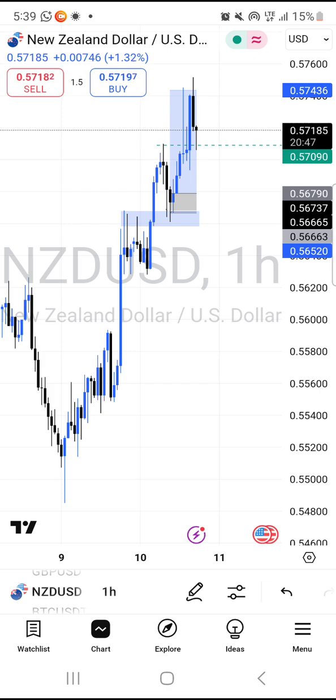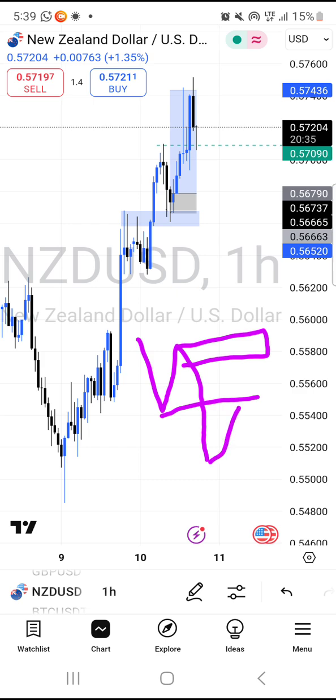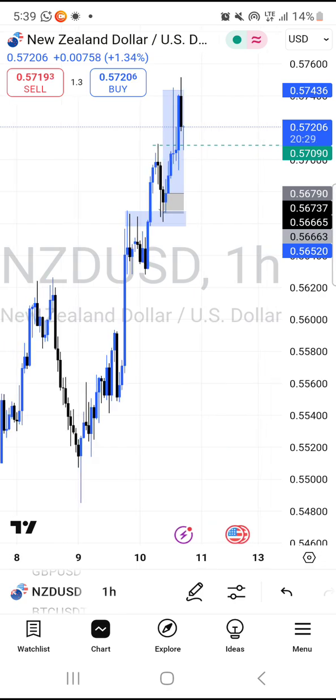And when the market breaks a low, the market doesn't come back to the last candle that broke that low. Instead, it comes back to that low that it broke, touches the low, and moves from there. Just have that in mind.